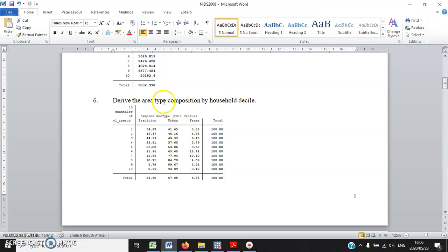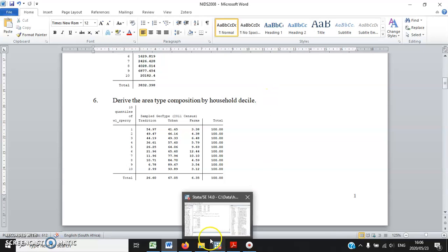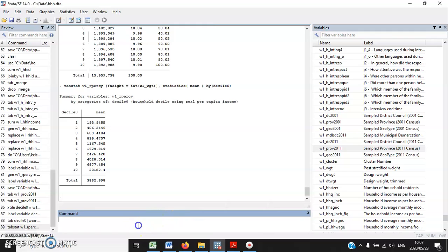Next question, area type composition by household decile. In other words, I want to prove that for households in the poorer deciles, most of them would live in traditional or rural areas. But as we move across to the richer deciles, most of them would come from urban areas. So we want to prove that the richer deciles are urbanized.